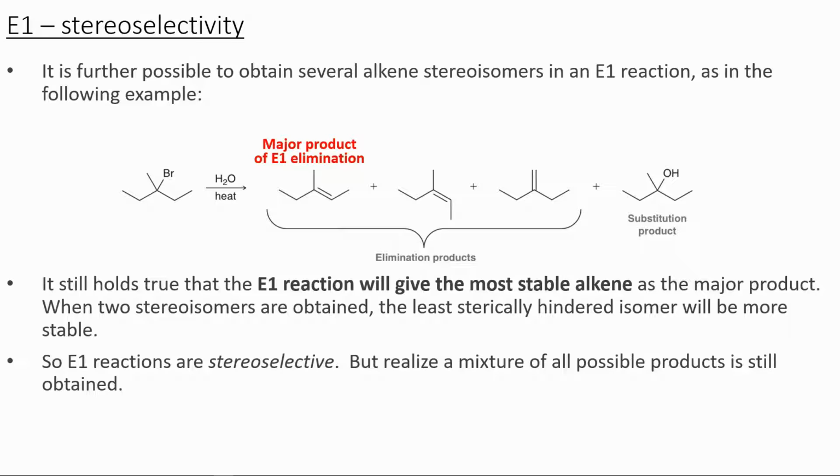Beyond the two regioisomers that are possible, it's also possible to obtain several different stereoisomers in an E1 reaction. An E1 reaction will generally give the most stable alkene as the major product when we have multiple stereoisomers obtained.